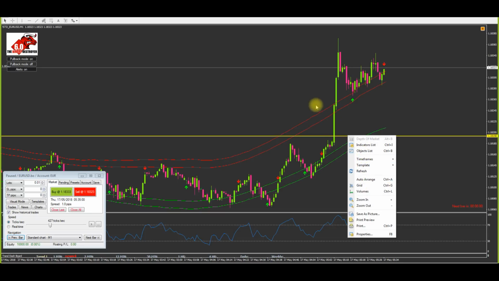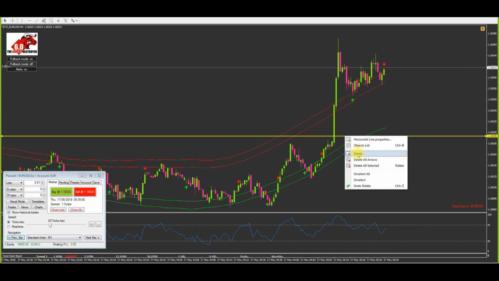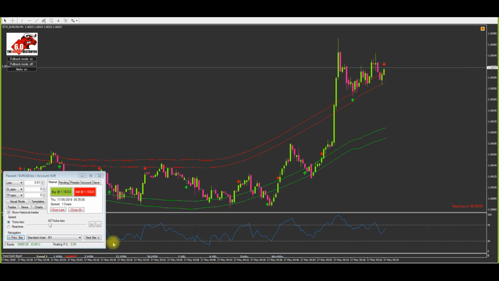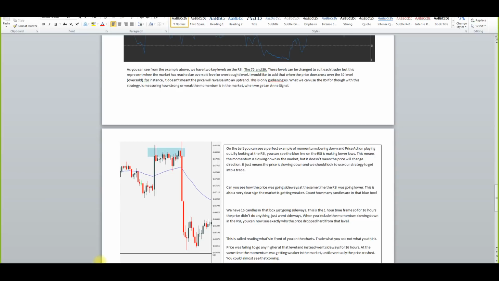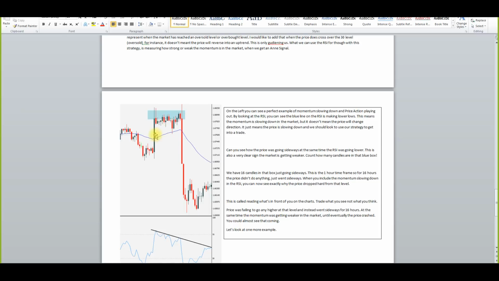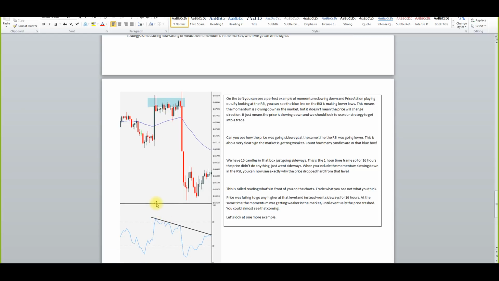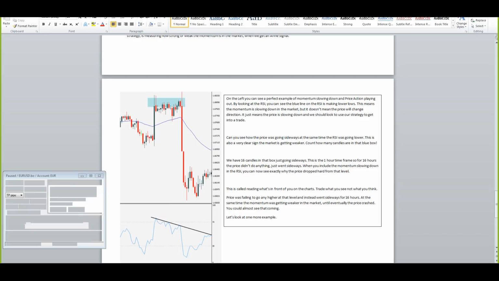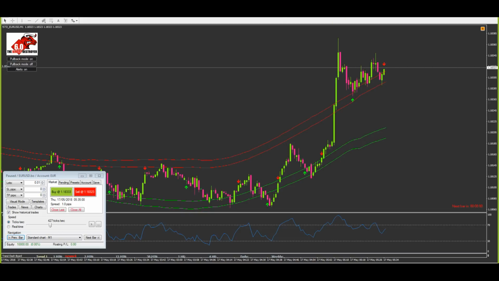This is exactly what I was showing my members in this PDF. You see this? Consolidation, ranging, prices going sideways, doesn't know what it's going to do. It's not going any higher, it's not going any lower. Price is just undecided. Momentum slowing down in the RSI signifies we're slowing down, we might potentially reverse. That's exactly what's happening here.